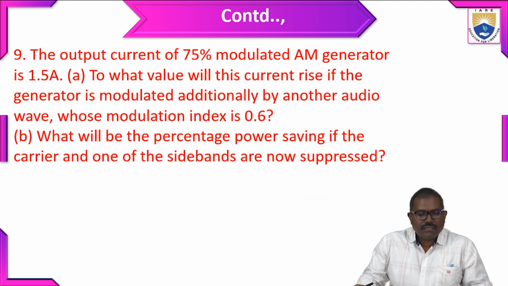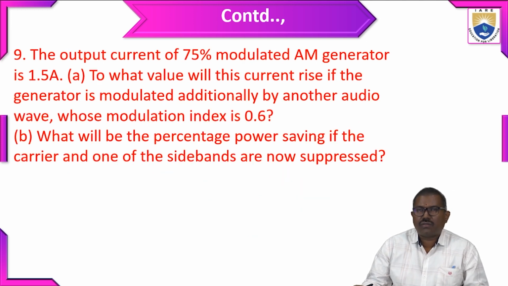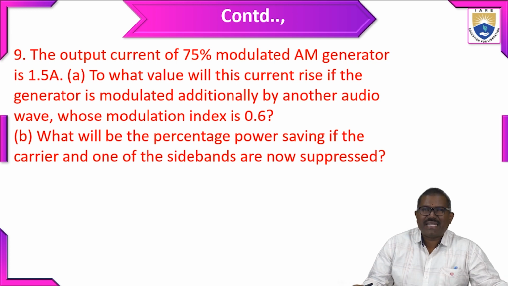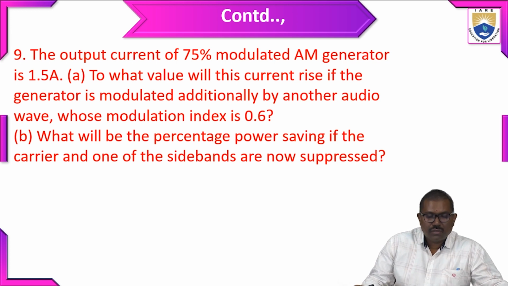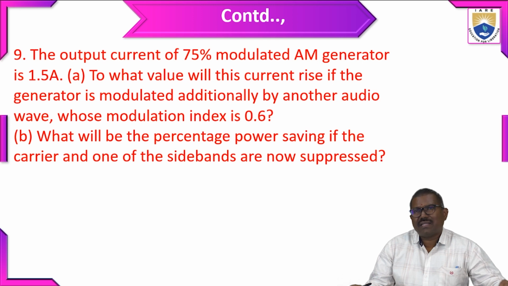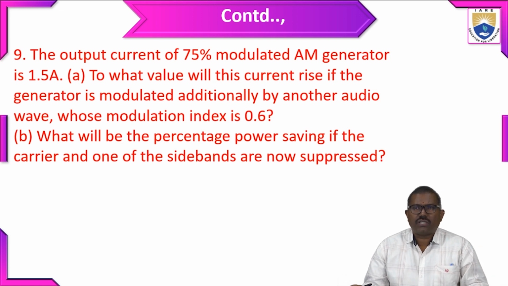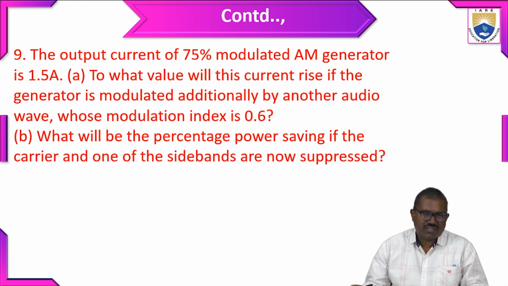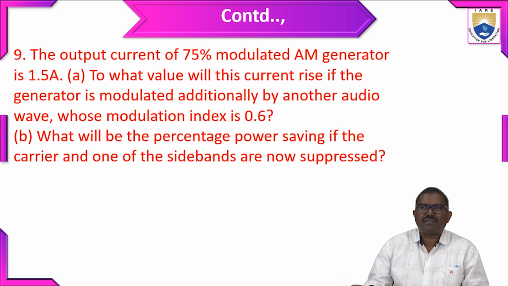Okay. So the ninth problem is: the output current of a 75% modulated AM generator is 1.5 amps. So in the problem, they have given part A and part B. In part A, to what value will this current rise if the generator is modulated additionally by another audio wave whose modulation index is 0.6. Again part B, what will be the percentage power saving if the carrier and one of the sidebands are now suppressed?